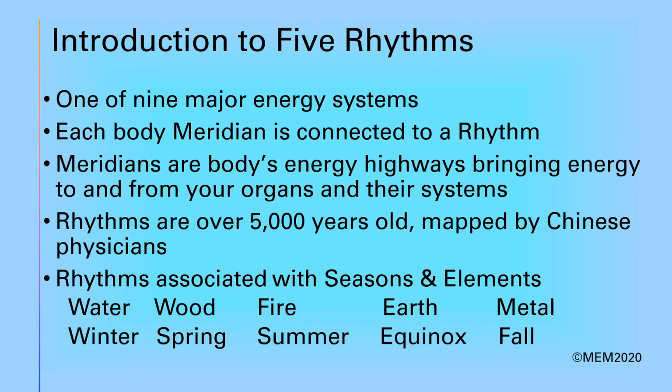So we have 9 major energy systems. There are more, but we're going to only deal with 9. Each energy meridian is connected to a rhythm. The meridians are the body's energy highways, which brings energy to and from your organs and the systems that they operate with and that they function and govern.